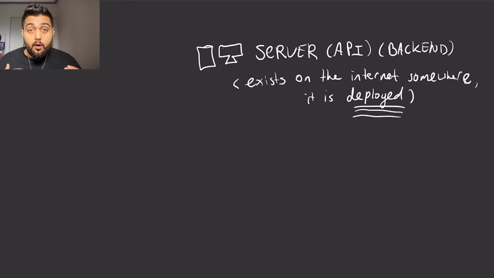This is your server, all right? It's just one app that is deployed somewhere. It can be either on AWS, on Heroku, Google Cloud, whatever. This server is listening for incoming requests, for incoming API requests, all right? So let's be clear.